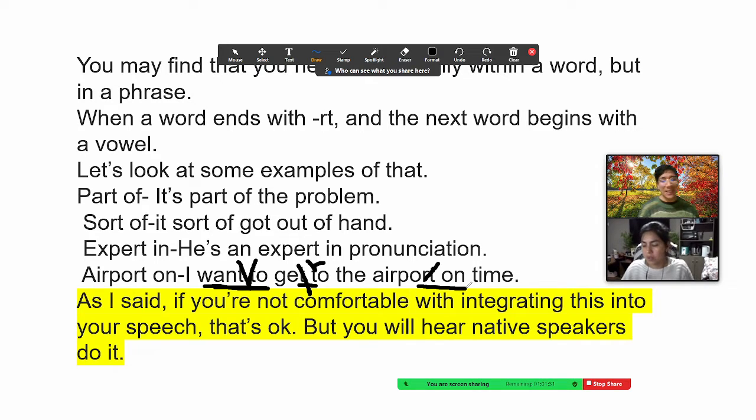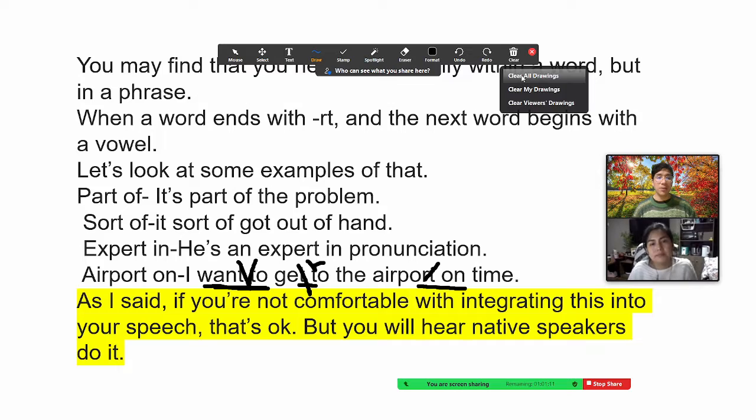So as I said, if you are not comfortable with integrating this into your speech, that's okay. But you will hear native speakers do it. So now you can understand them. Okay?